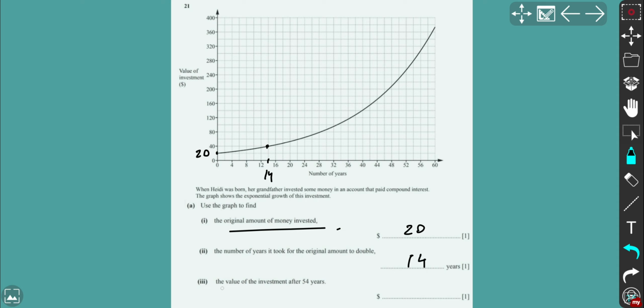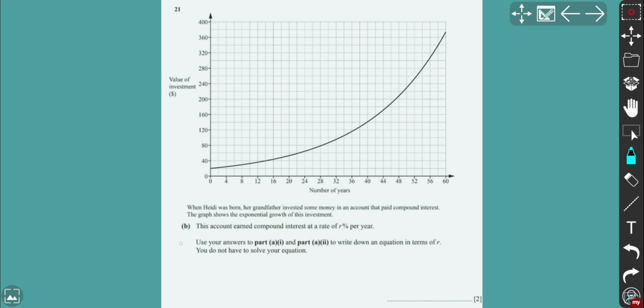Now the value of the investment after 54 years. So you're looking for 54 years. It goes up until you reach the intersection point with the graph. It's smooth right there, and you've got 280. So that level corresponds to 280. Sorry, not years, but dollars. Yeah, that's dollars. So $280.